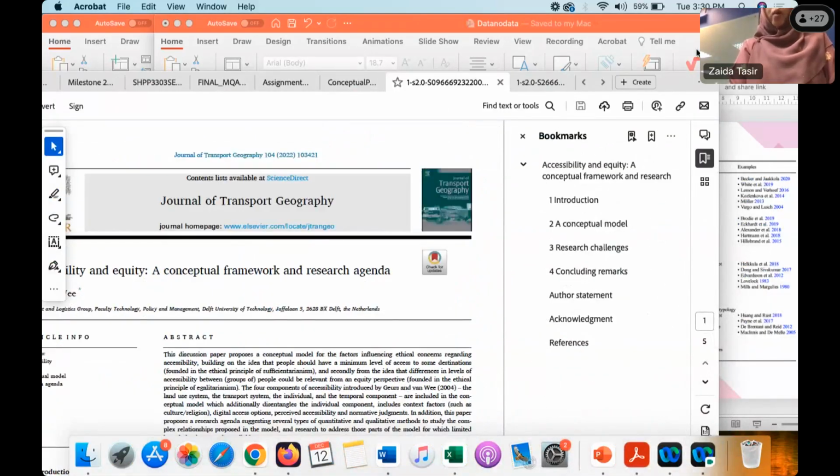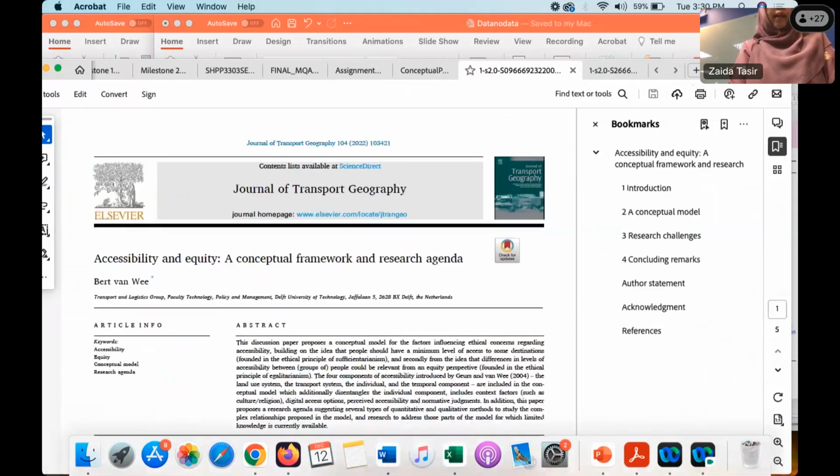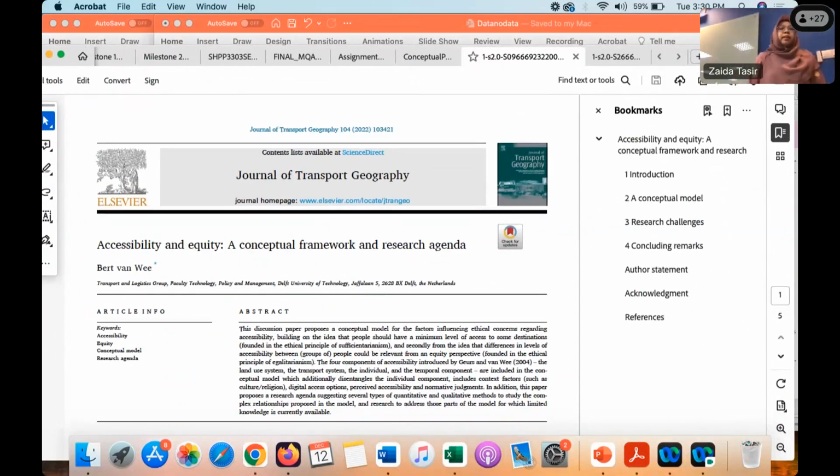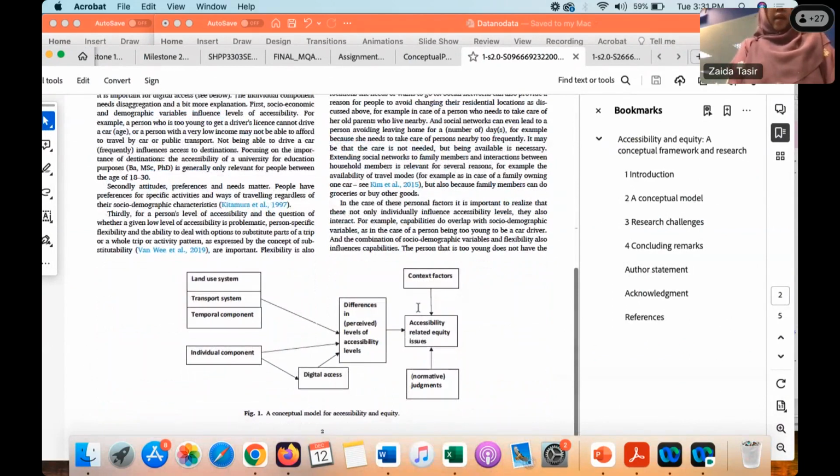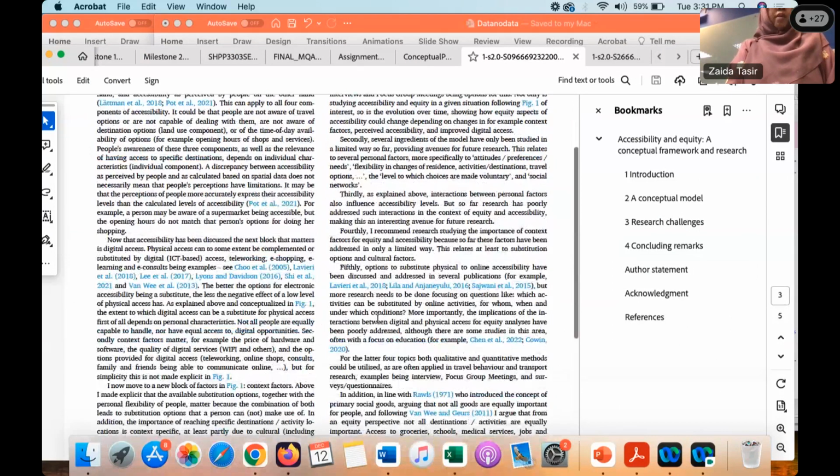Okay, this is another one, but this is not in our area. It's related to accessibility and equity, a conceptual framework and research agenda. So this is also a Scopus journal. You can imitate these articles so that you can produce your conceptual or concept-based articles for you to publish in a Scopus journal.